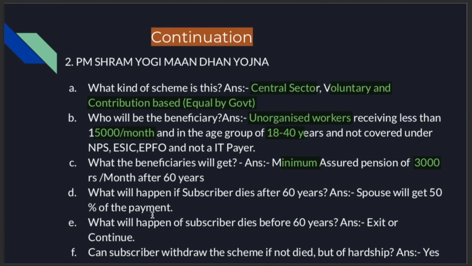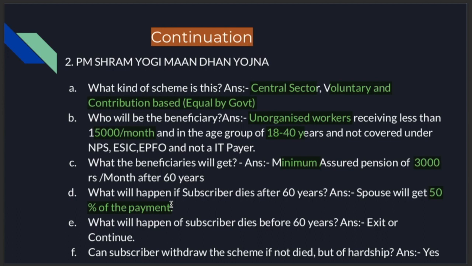And what will happen if the subscriber dies after 60 years? Then in that case, a spouse will get 50% of the payment. Now you will ask me, sir, what will happen if the spouse dies? Then there is no provision in this scheme. The scheme only says that a spouse will get 50% of the payment.